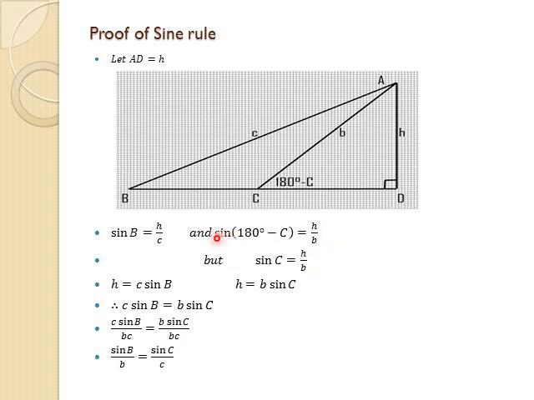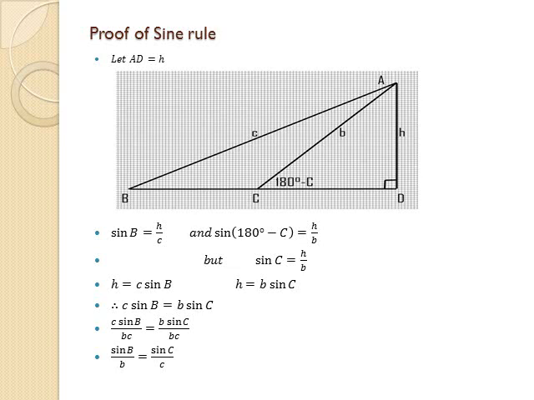On this side here, 180 minus C falls in the second quadrant. Sine is positive there, so that simply becomes sine C equals h over b. Multiply the b away, h equals b sine C. Again, equate the two, so c sine B equals b sine C. If I divide by bc on both sides, c and c cancel, and I have sine B over b equals sine C over c. So those are your two ways we will test you to prove the sine rule.